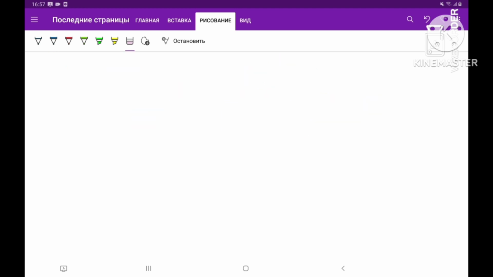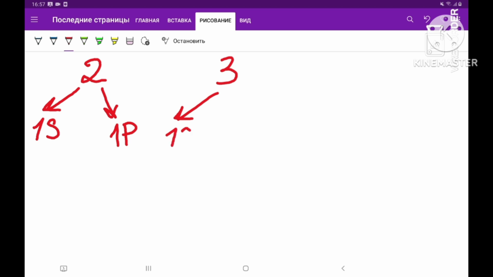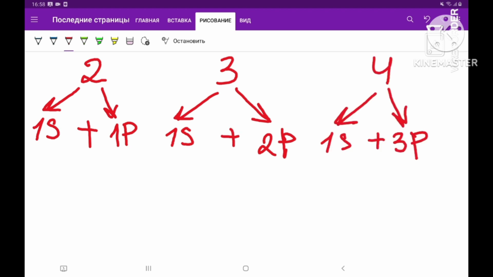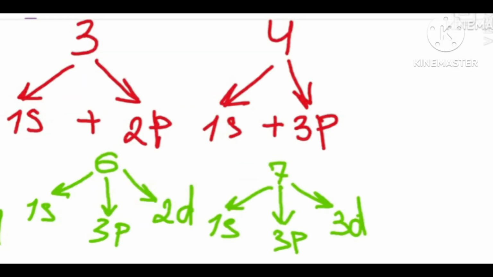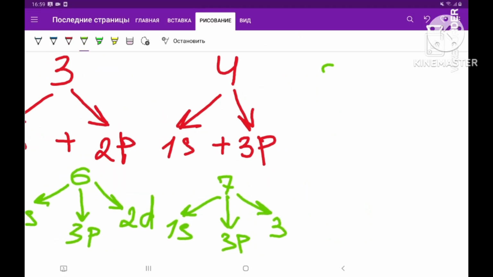To make it easy, let's write: if we have 2, 1s, 1p. If we have 3, we have 1s, 2p. If it's 4, 1s, 3p, maximum 3p. Then if it's 5, we have 1s, 3p, and 1d, etc. You can see it in the picture. Well, I think that was clear.